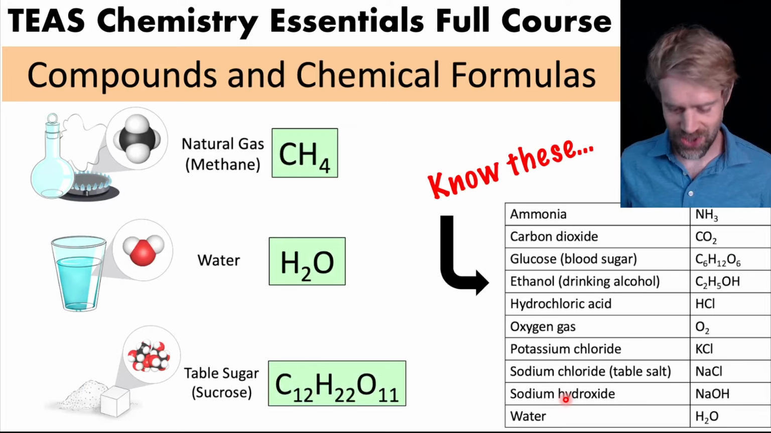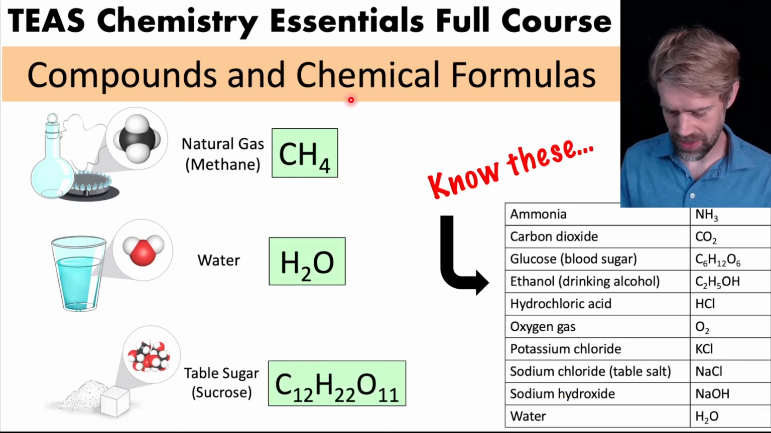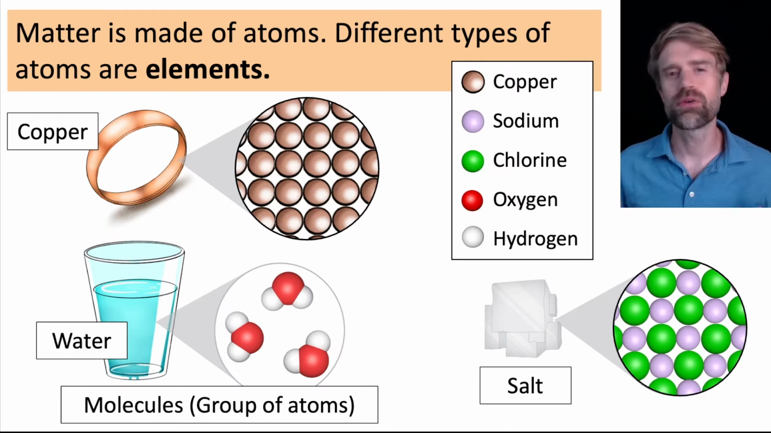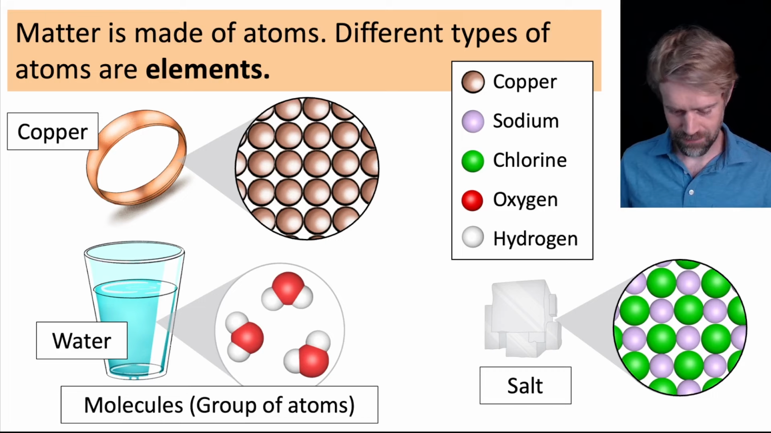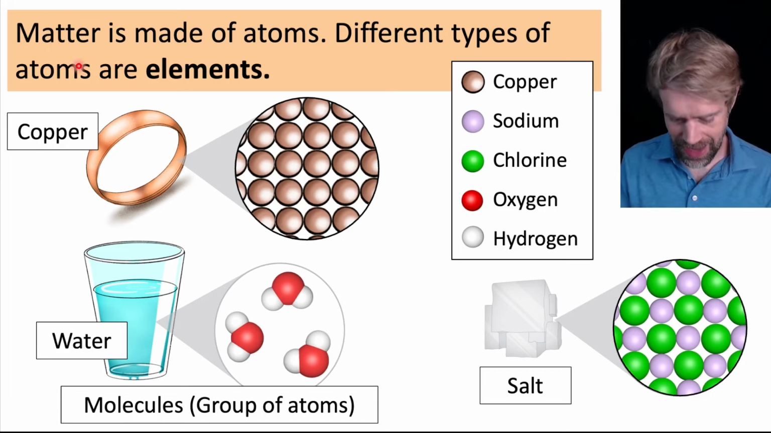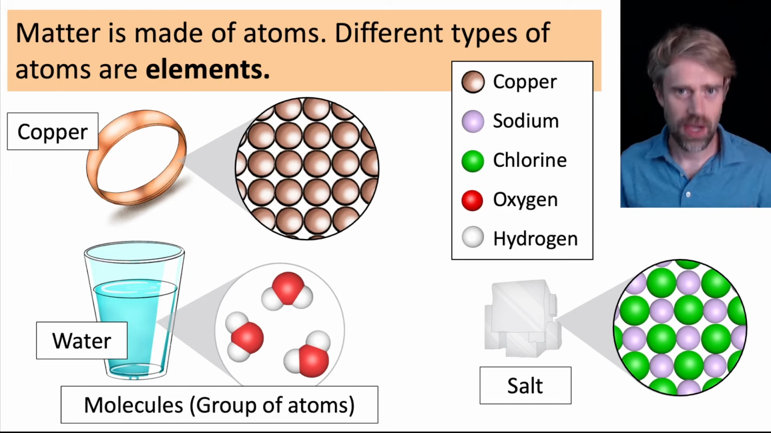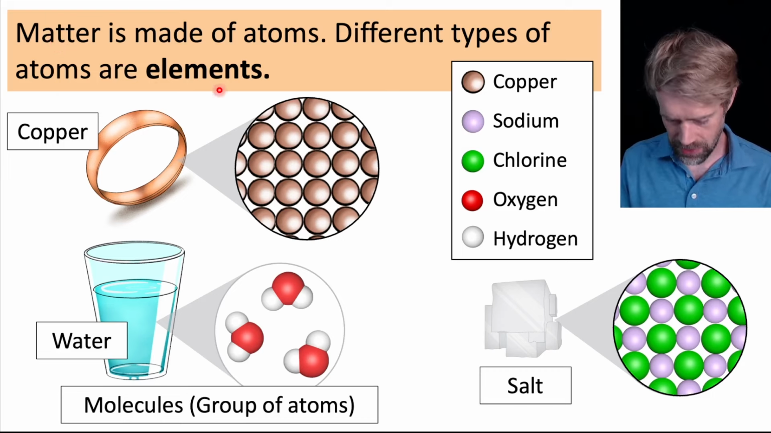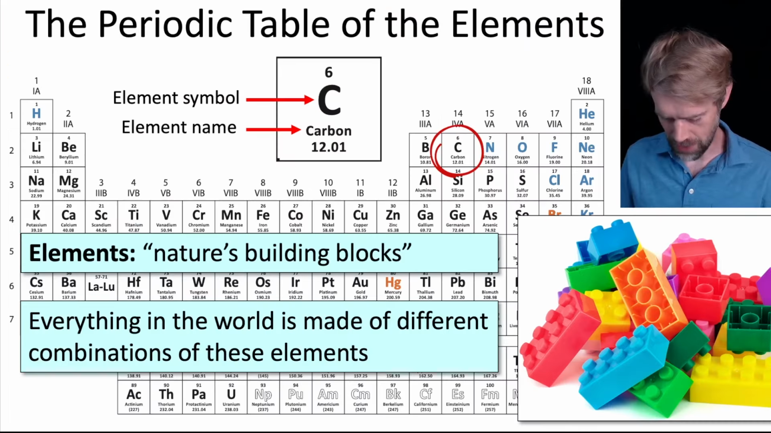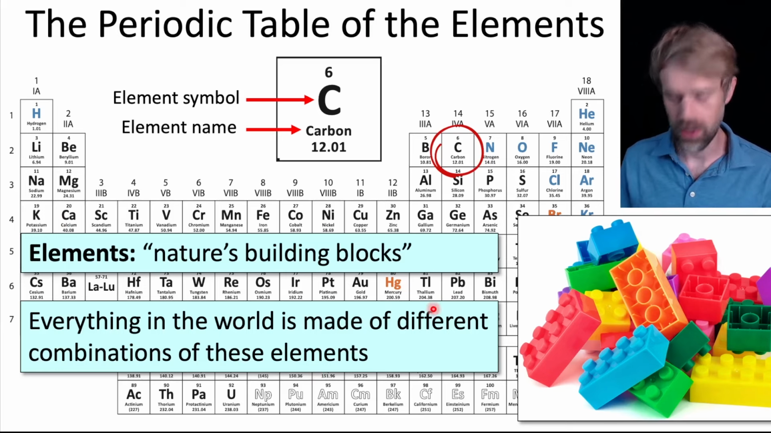Okay, let's get started talking about compounds and chemical formulas for the TEAS. Some background review, okay? All the matter, or stuff, in the universe is made of tiny particles called atoms. And there are different types of atoms, and we call these elements. Some examples of elements are copper, sodium, chlorine, oxygen, and hydrogen. Different types of atoms.